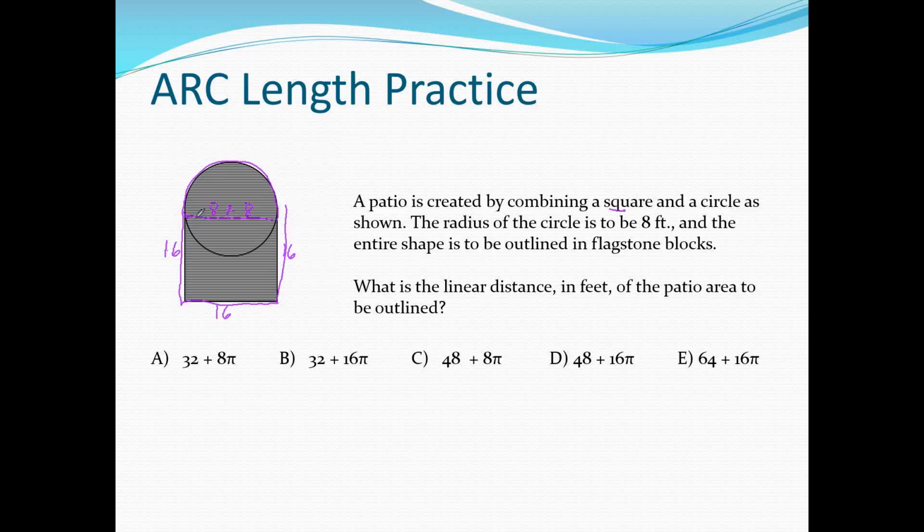And so if this diameter was 8, the whole circumference would have been what? 8 pi? No, the diameter wasn't 8, that was the radius. The whole diameter is 16. So the whole circumference would be 16 pi, right? But we don't want the whole thing. We want only from here to here, okay? So you go ahead and figure that out.